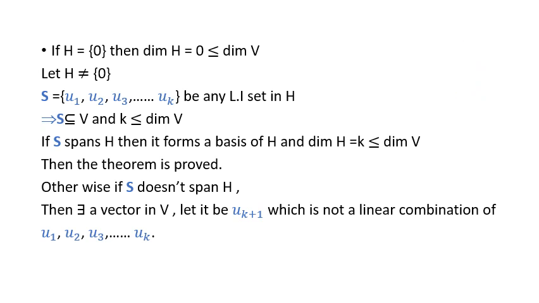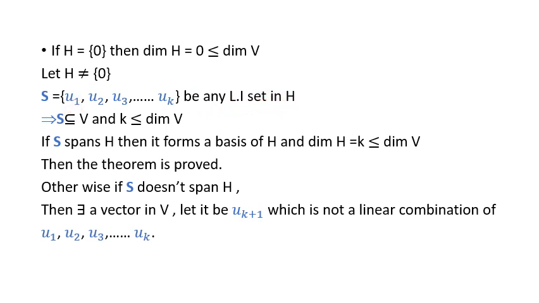So now I have taken H not equal to the set containing 0. Now I'll take a linearly independent set in H. That is our task here. Take a linearly independent set in H. Then you have to prove that it can be extended to form a basis. So I am taking a set S with how many vectors? K number of vectors. Let it be any linearly independent set in H.